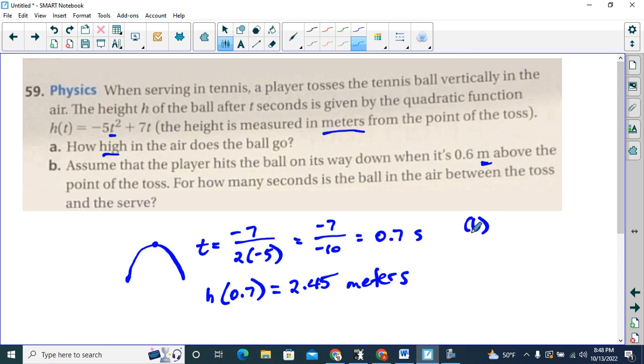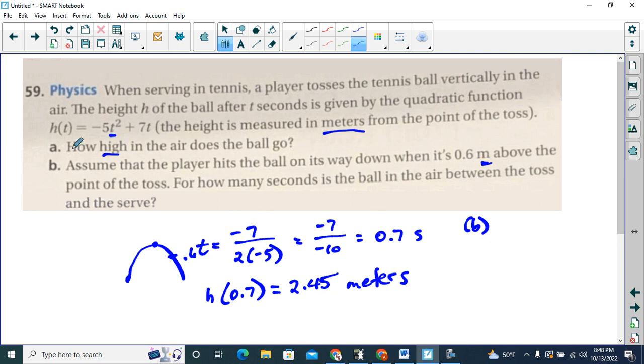Part B, assume that the player hits the ball on its way down when it's 0.6 meters above the point of the toss. For how many seconds is the ball in the air between the toss and the serve? So the ball goes up, and when it's on its way down, but its height is 0.6 meters above the ground, that's the point we're looking for. How much time has passed?